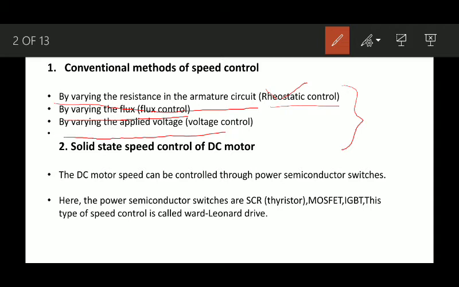In the modern method, to control the speed of a DC motor, solid state devices are used. These devices are thyristor, MOSFET, IGBT. This type of speed control is called Ward-Leonard drive. These devices act as semiconductor switches to control the speed of any DC machine. On the basis of the firing angle of the device, we can control the output voltage of the motor.